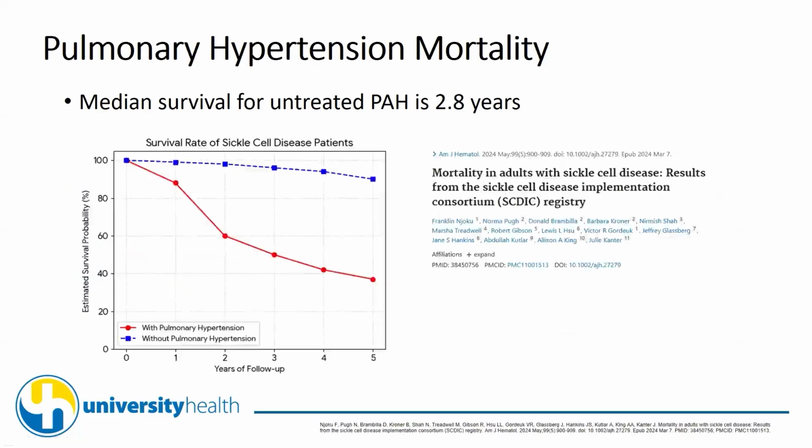And same thing with sickle cell. Patients with sickle cell live well into adulthood, into their 60s and 70s. But if they have pulmonary hypertension along with sickle cell, their estimated survival probability also takes a dip.